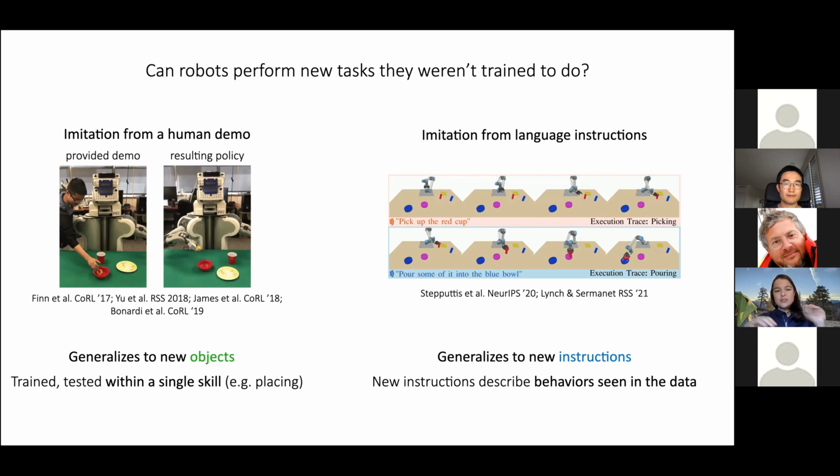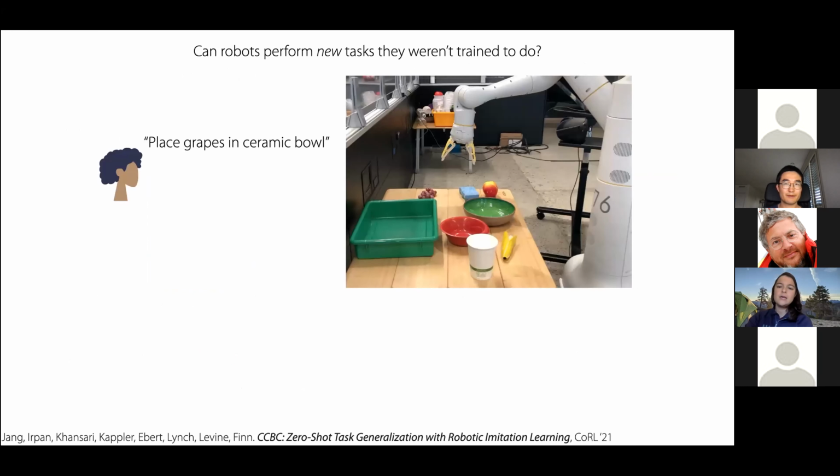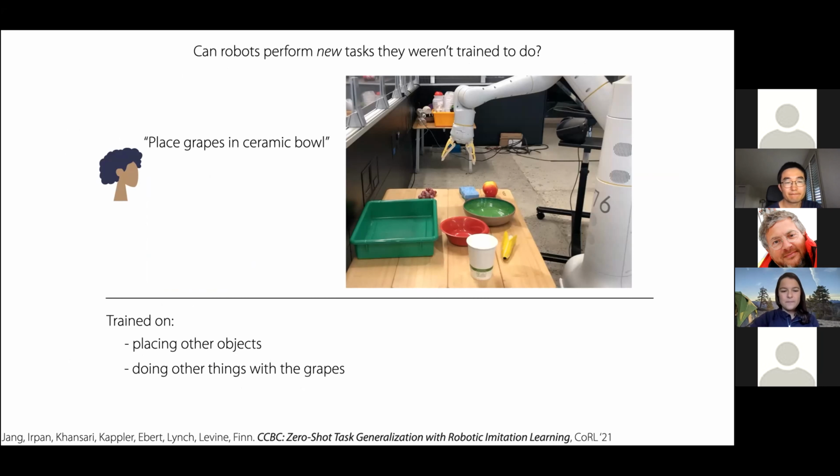And so what we'd like to do is to be able to perform new behaviors that weren't seen in the data and generalize to those new tasks. In particular, what I mean by generalizing to a new task is we'd like to be able to tell the robot, I want you to place the grapes in the ceramic bowl, and in the data set, it had never seen data of picking up grapes and placing it in a ceramic bowl. It had seen data of placing other objects. It had seen data of doing other things with grapes, but not this particular combination.